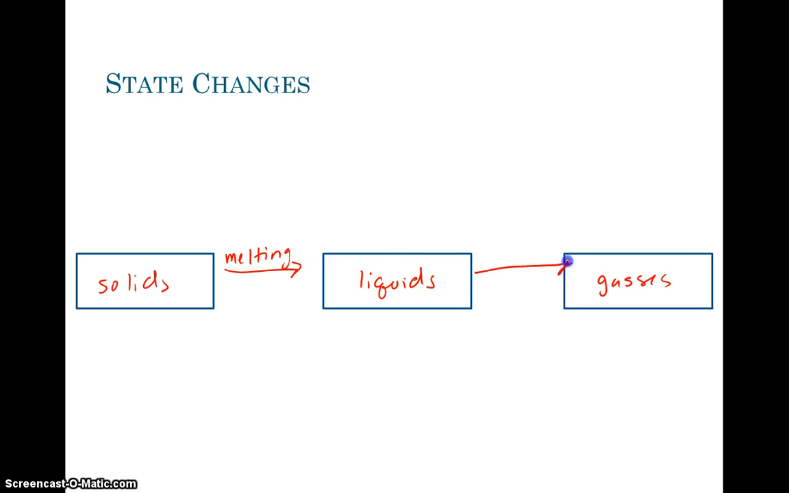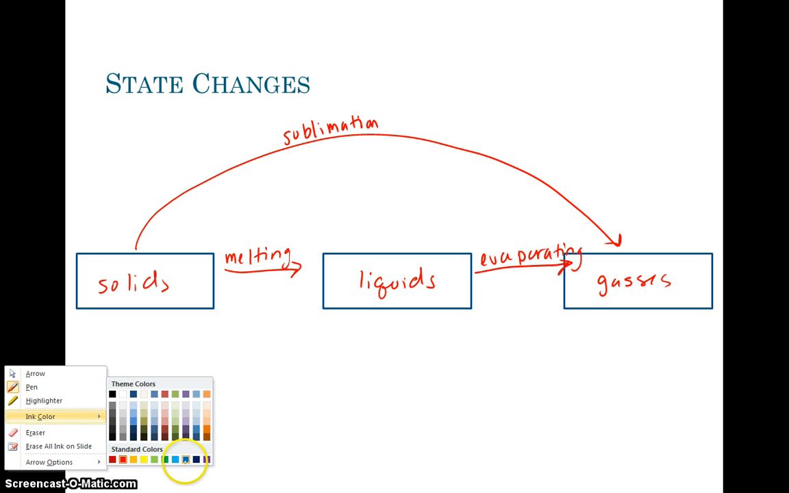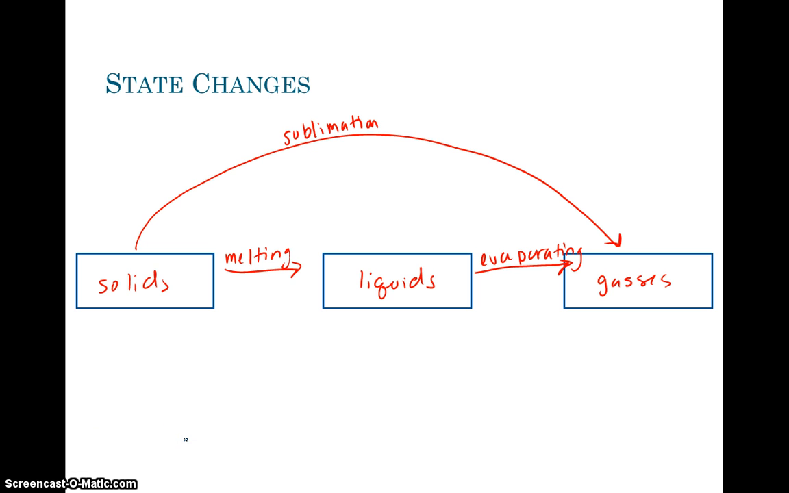I can go from a liquid to a gas, and we know that's called evaporating. And there are some unique instances like dry ice where it can go directly from a solid to a gas, and that's called sublimation. Now the reason I've put those all in red is because those are all changes that occur when you heat up your states of matter.